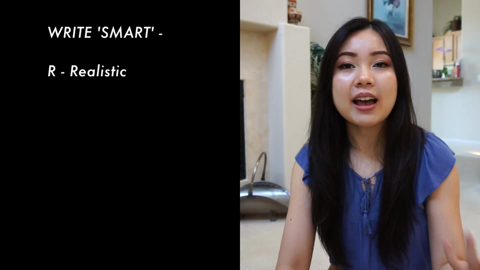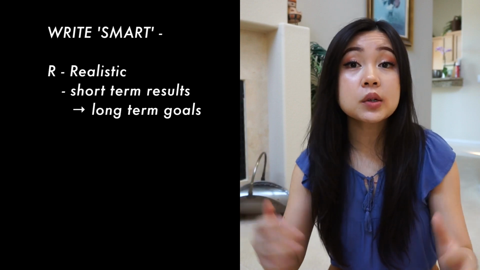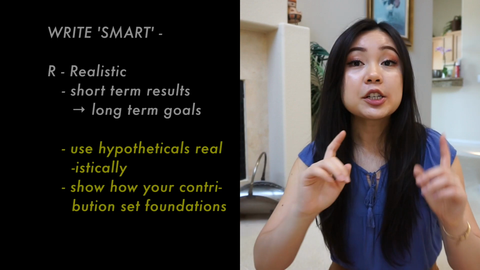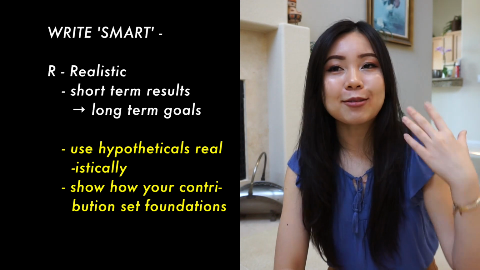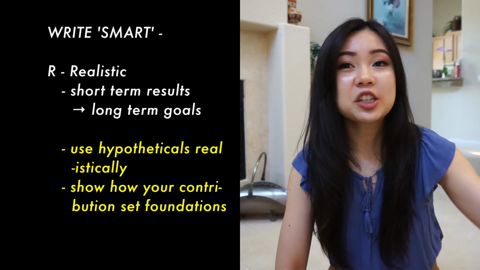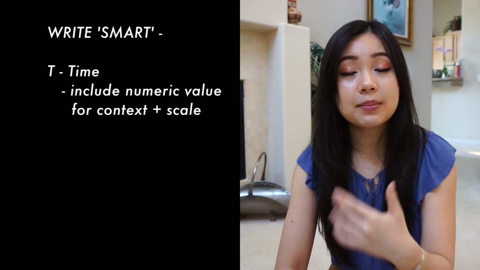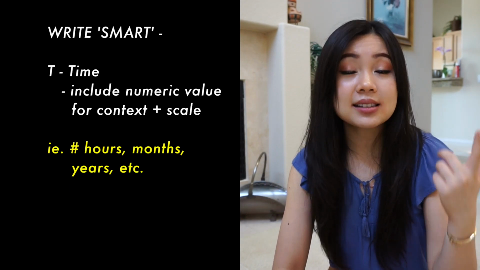R, realistic. Emphasize how your short-term immediate results led to long-term future goals of that organization or involvement. But I do want to note to not speak in outlandish hypotheticals. Show how your contribution set the foundation for future generations to thrive. Lastly, T, for timely. In each description, mention time to showcase context and scale.